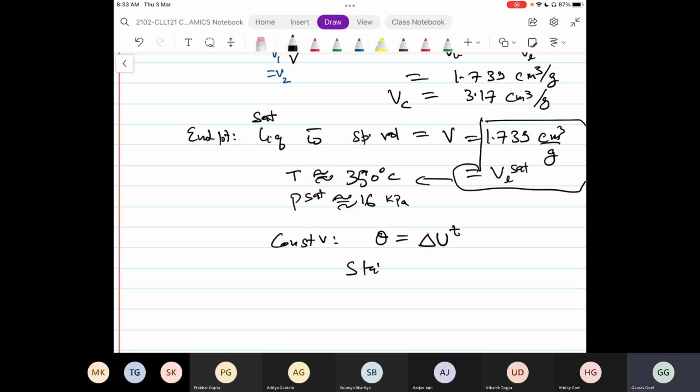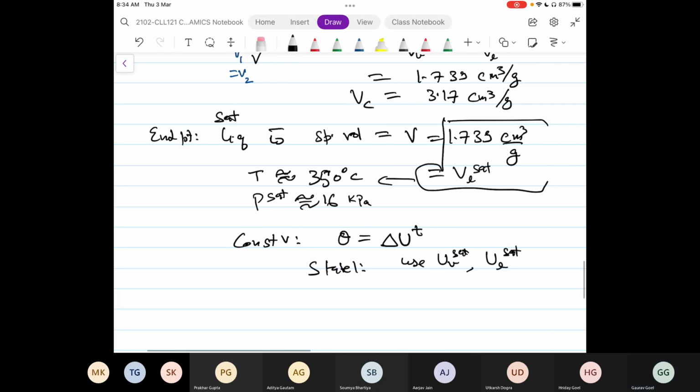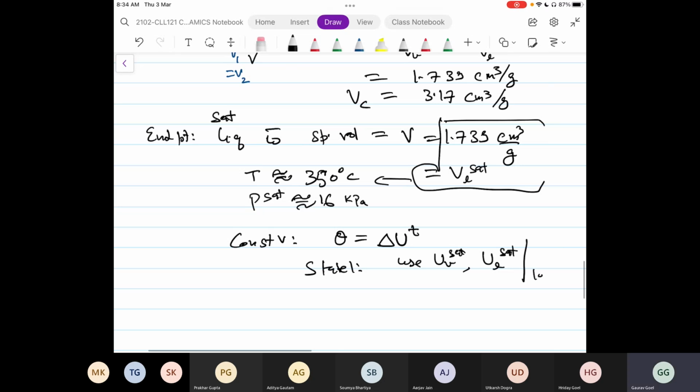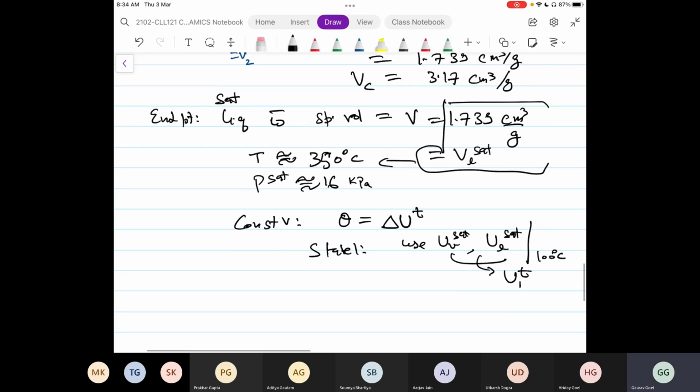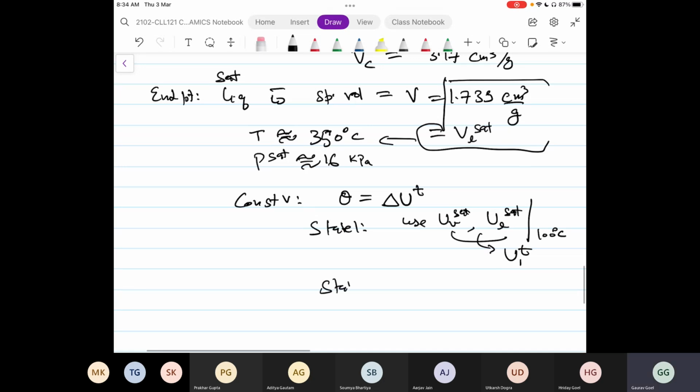In state 1, use these values from steam tables at 100 degrees Celsius. The mass of individual components is given, so you can calculate from here U1. State 2, we have just specified.